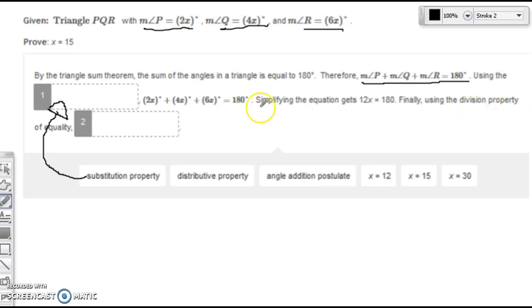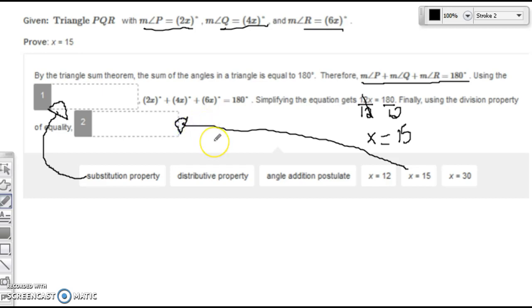Finally, using the division property of equality, we get something. So we would just take and divide this. Oops. So divide 180 divided by 12, and we get that x equals 15. So that would be our final answer, which is good because that's what we were trying to prove.